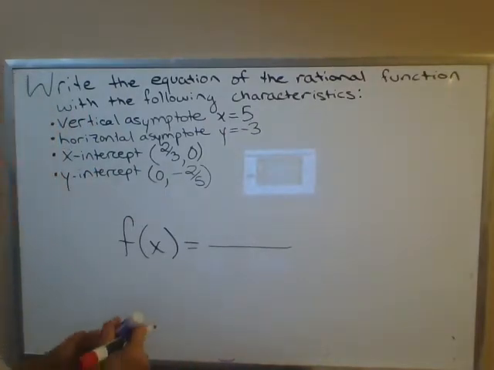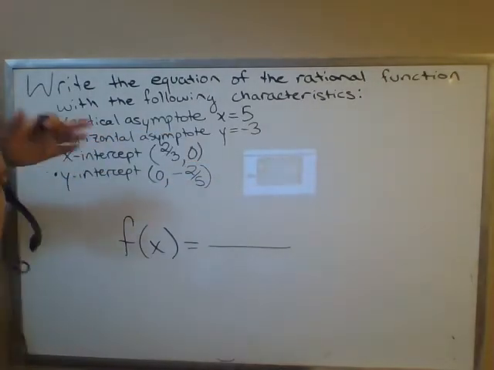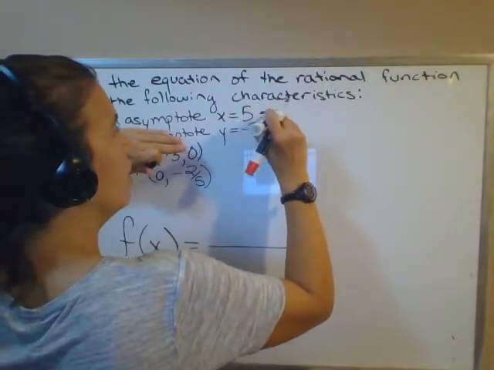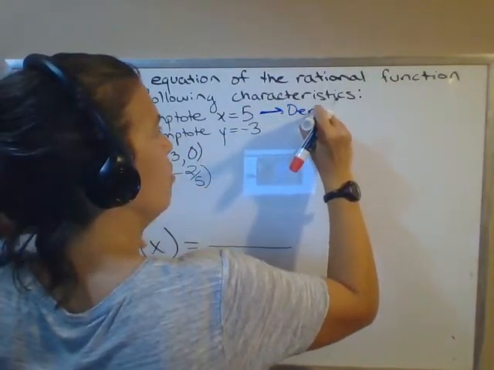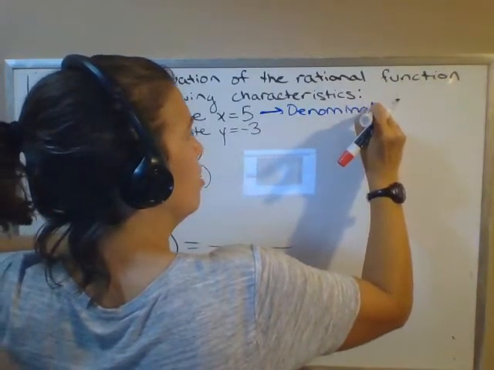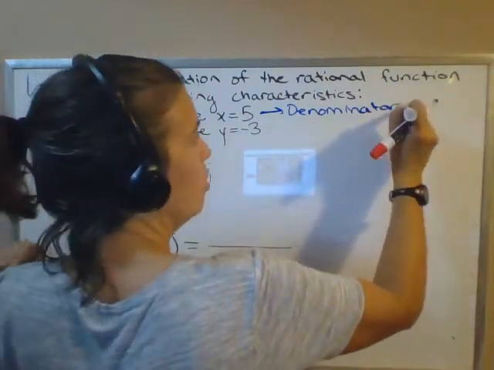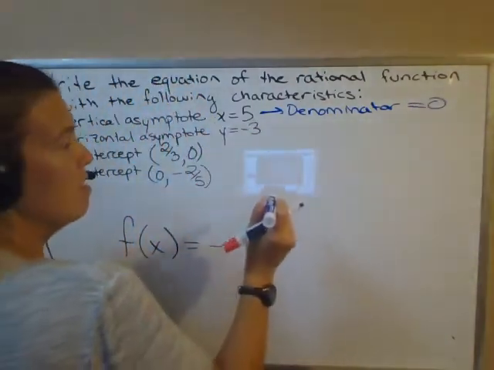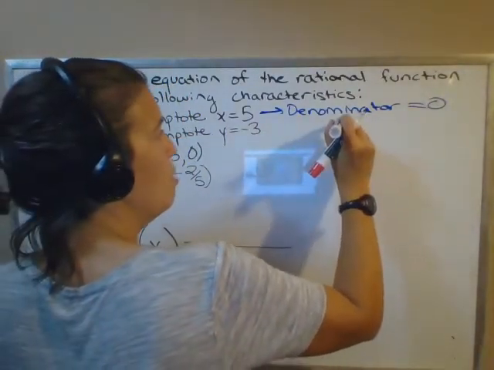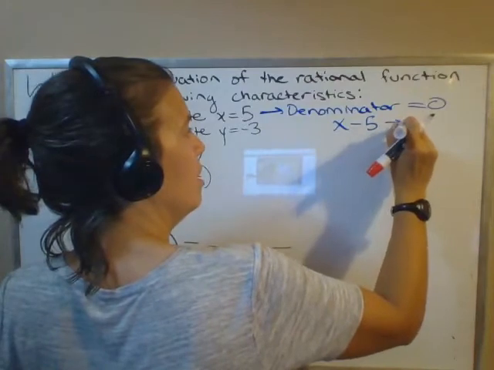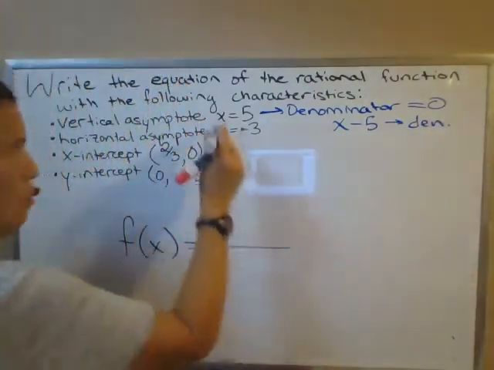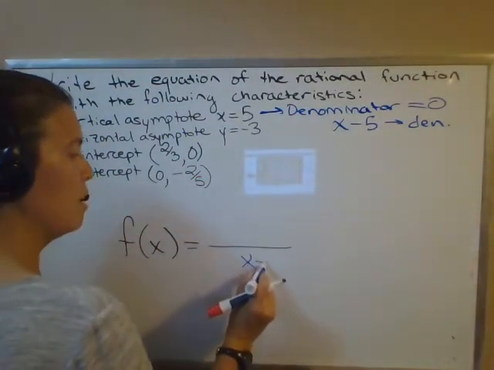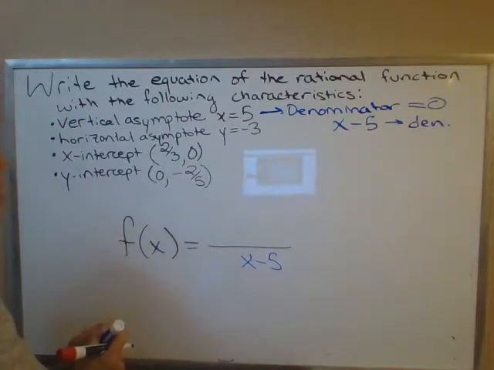So to build this thing, you have to think about where each of these traits comes from in terms of the equation. Vertical asymptotes come from setting the denominator equal to 0. They're the zeros of the denominator corresponding to the factors that don't cancel. So if we get x equals 5 by setting the denominator equal to 0, then we would have x minus 5 in the denominator. That's what we get from the vertical asymptote at x equals 5. If that's a 0 of the denominator, then we must have x minus 5 in the denominator.